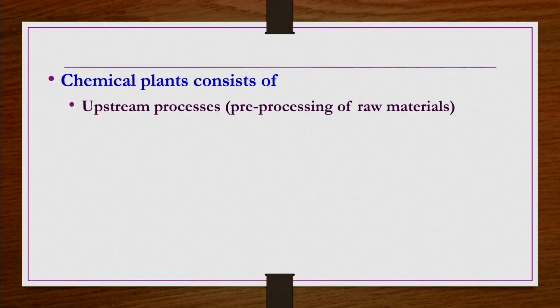So, the first one is the upstream processes. In general, the raw materials we get from natural resources may not be in the required form for the reaction to occur. Let us say we have coal combustion, right. If you are operating a coal combustion plant, where by combusting the coal you get the energy, that is the basic process.